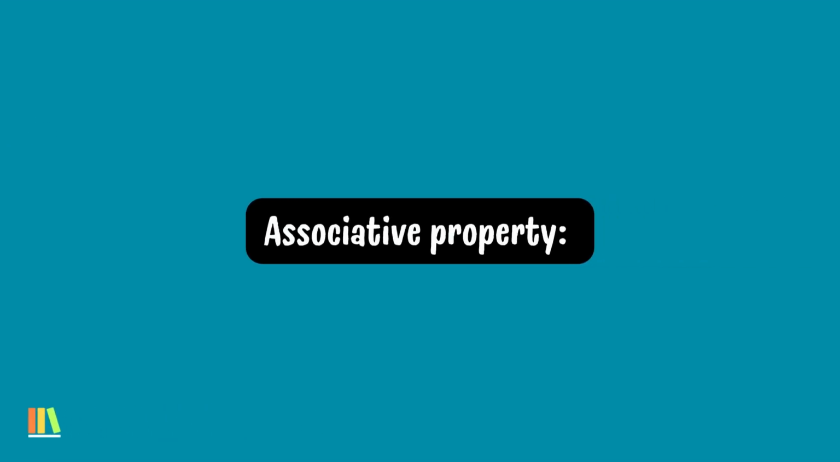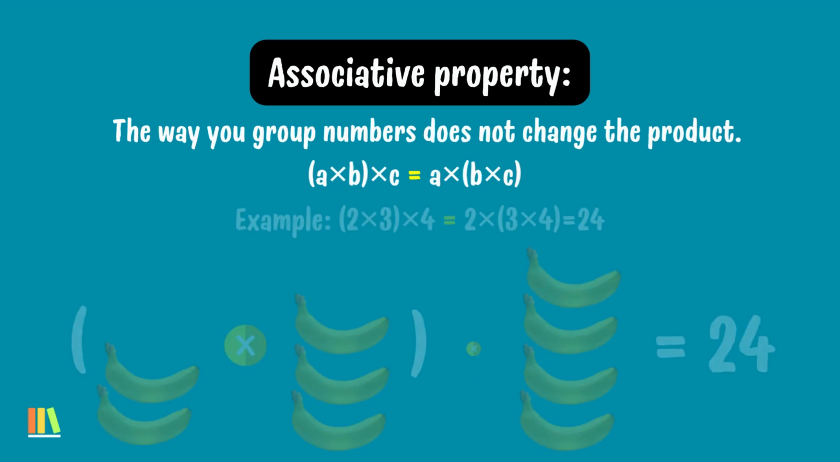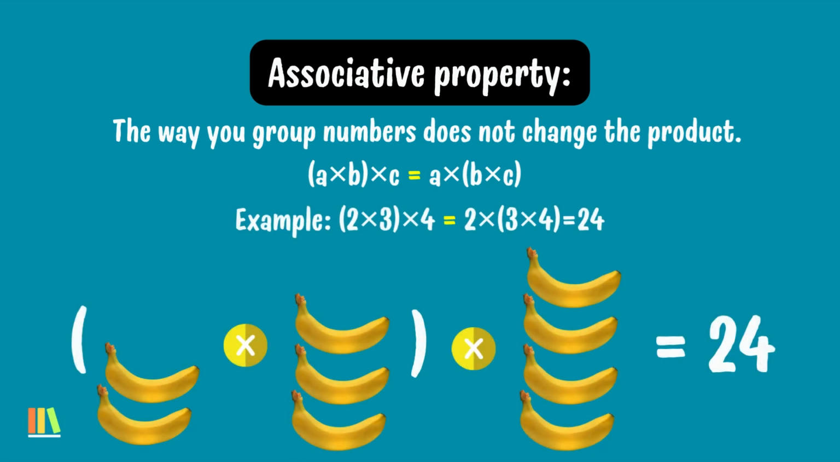Associative property. The way you group numbers does not change the product. Meaning A times B grouped times C totals the same as A times B times C grouped. Example, in a group I multiply 2 bananas by 3. I times those bananas by 4, giving me a total of 24 bananas.